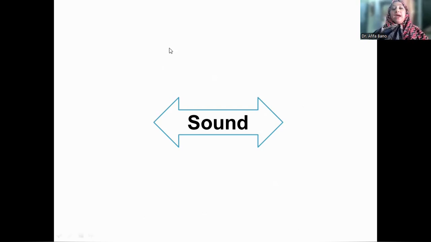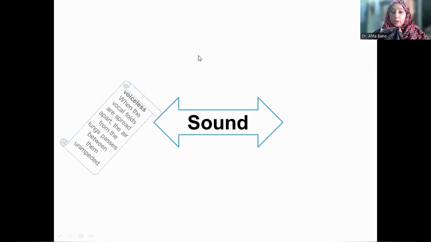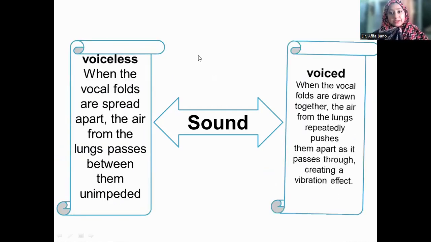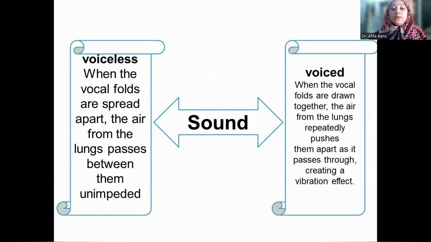But in English, we have two types of sounds: voiced sounds and voiceless sounds, right? Now, what is a voiceless sound? When the vocal folds are spread apart, the air from the lungs passes between them unimpeded, uninterrupted. Then we call it a voiceless sound. And voiced sounds are just the opposite. When the vocal folds are drawn together, the air from the lungs repeatedly pushes them apart as it passes through, creating a vibration effect.